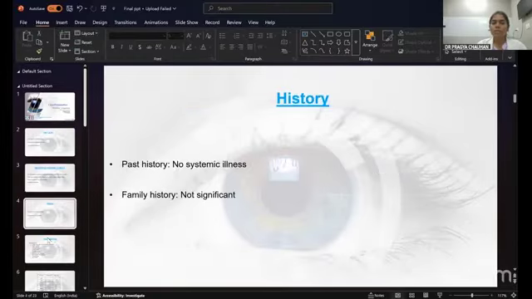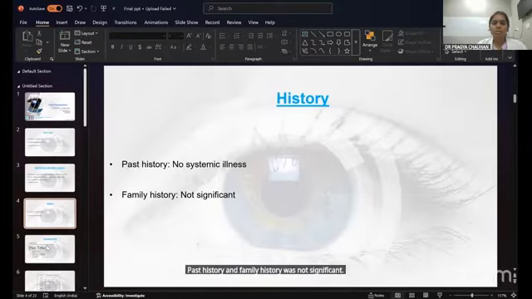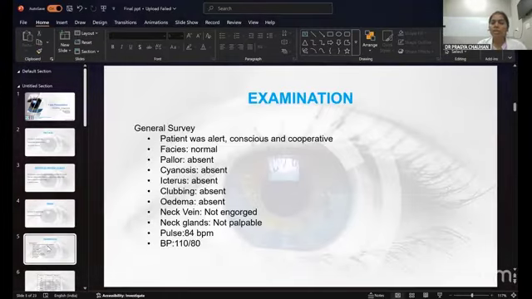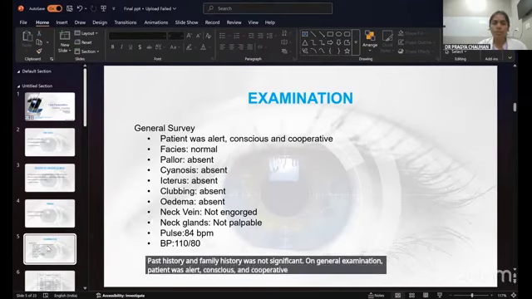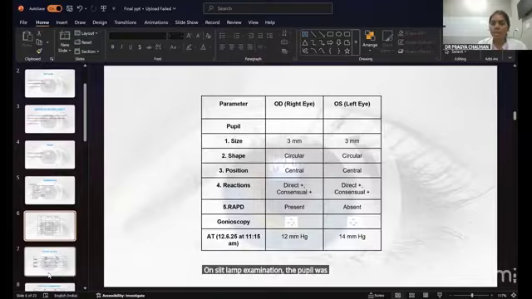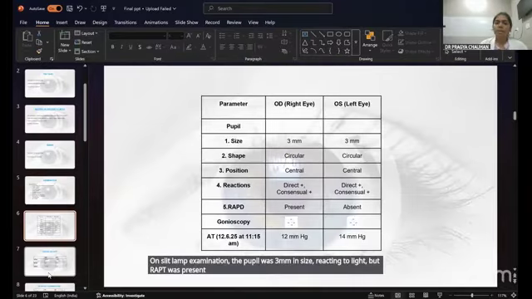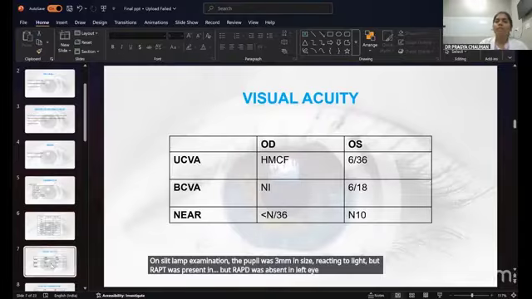Past history and family history was not significant. On general examination, patient was alert, conscious, and cooperative, and rest of the findings was within normal limit. On slit lamp examination, the pupil was 3 mm in size, reacting to light, but RAPD was absent in left eye. Visual acuity of the right eye was hand movement close to face, and it was 6/36 in left eye.